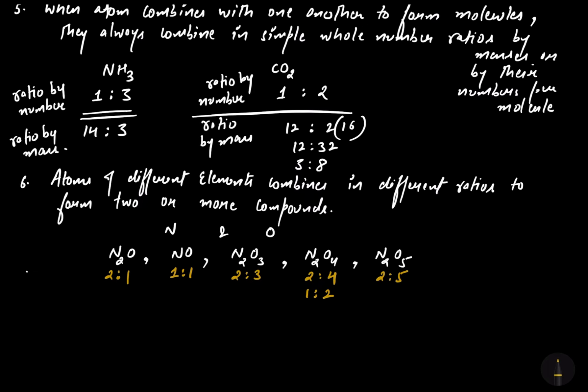So the sixth point states that atoms of different elements, that is nitrogen and oxygen, combine in different ratios to form two or more compounds. I have shown you the different ratios in which they combine to form different compounds. That's N2O, NO, N2O3, N2O4, and N2O5.